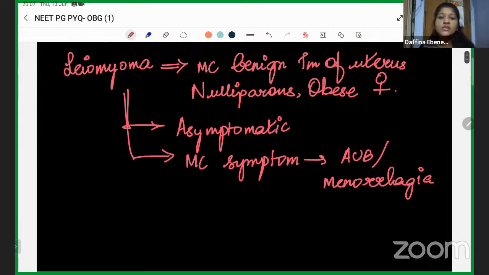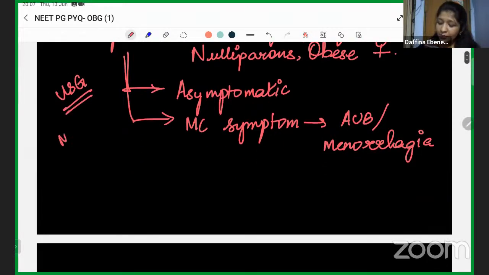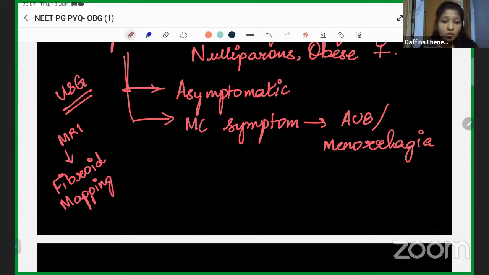So how do you diagnose a leiomyoma? Diagnosis of leiomyoma is based on ultrasound. Transvaginal or transabdominal ultrasound is the investigation of choice. But one more question is, what is the role of MRI? MRI in leiomyoma will help in fibroid mapping. There's a term called fibroid mapping. Before you proceed with the surgery, you want to know the location and the total number of fibroids that are present. So that is fibroid mapping. So this is the investigation.